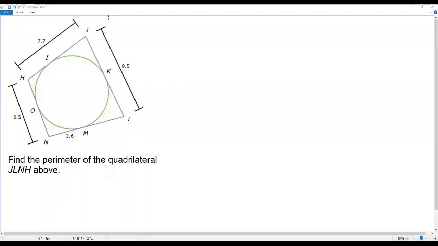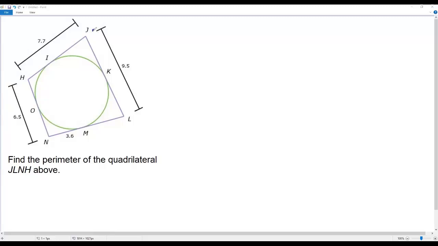Here we have a geometry problem. There is a figure given over here. In this figure, we have to find the perimeter of the quadrilateral JLNH. To get the perimeter of a quadrilateral, I have to add the lengths of all the four sides of the given quadrilateral.